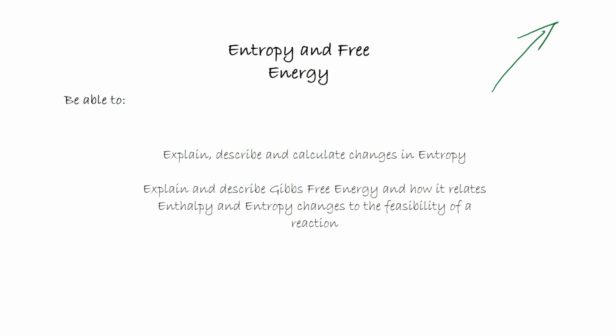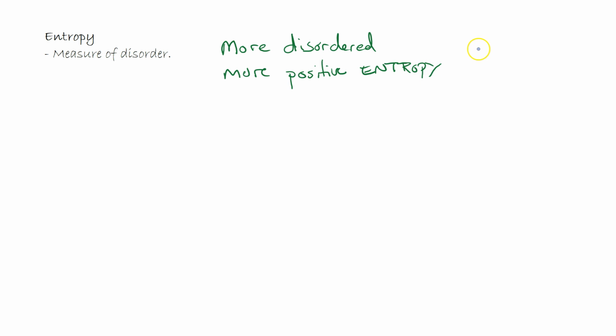So first of all, let's go and have a look at entropy. Entropy then is simply a measure of disorder, and we often measure entropy changes, and we would say that something which is more disordered will have a more positive entropy.